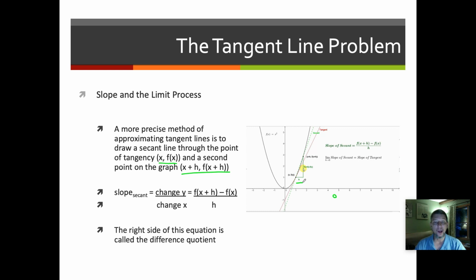Now, if you look at this, does it look familiar to you? It should, because this is the formula for the difference quotient. We talked about this in sections 12.1 and 12.2, as well as in chapter 1. So the right side of this equation is called the difference quotient, and it gives us the slope of a secant line for our curve. And interestingly enough, this is also f of x equals x squared.